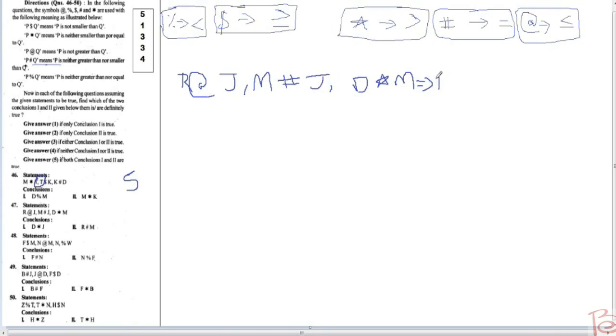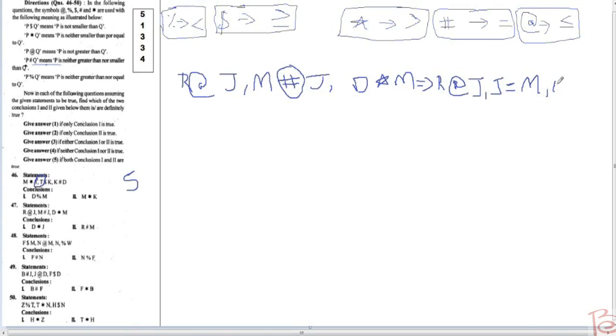Okay, so I'm going to put it as r at j comma, and what I'm going to do is I'm going to put j first, and I'm going to put m second. So what that basically means is, we have to put the opposite sign of this number sign. So number sign equal means equal, so I don't have to do anything, I can put the equal sign as it is. And the next one is d and m.